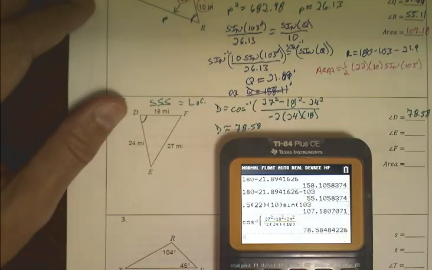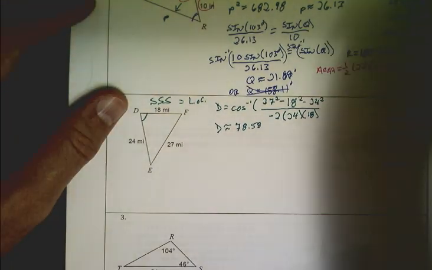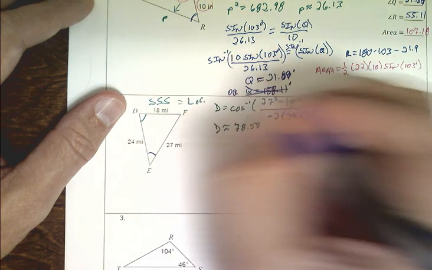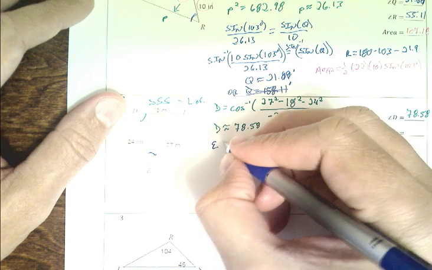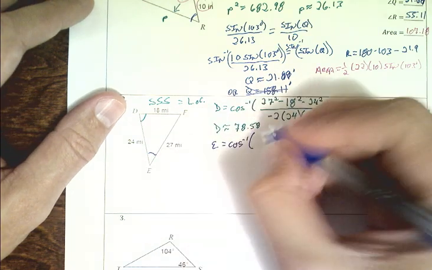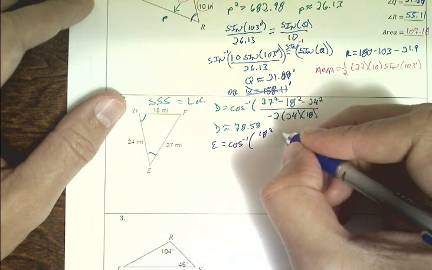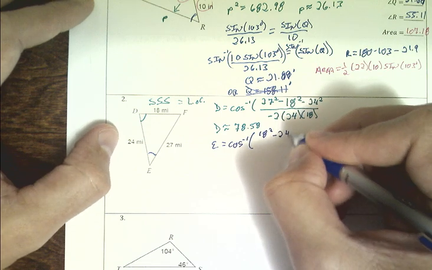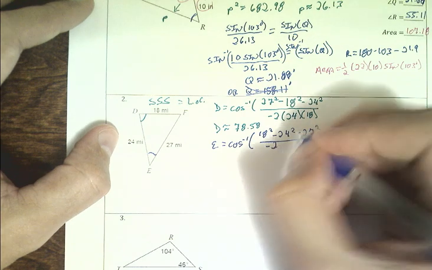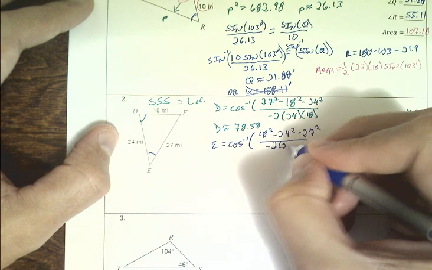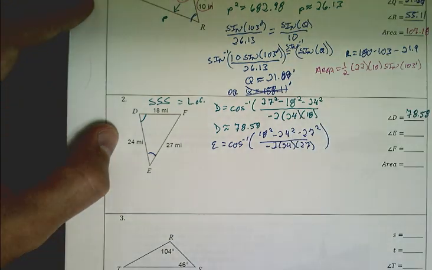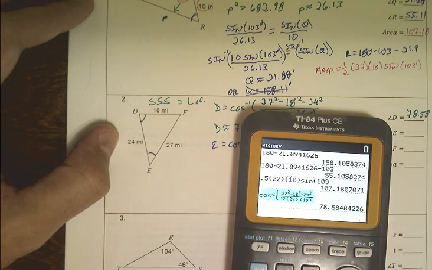Now we can do the same thing again for these other ones. Let's do angle E next. It's next on our list, so might as well. So angle E is equal to the inverse cosine, and this time we're going to use 18 squared minus 24 squared minus 27 squared all over negative 2 times 24 times 27.